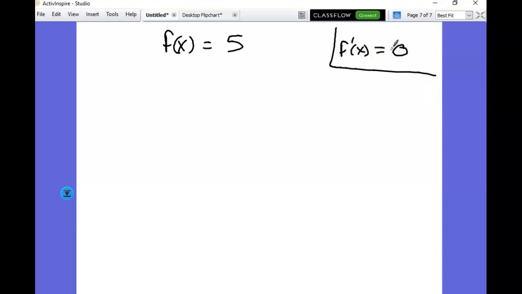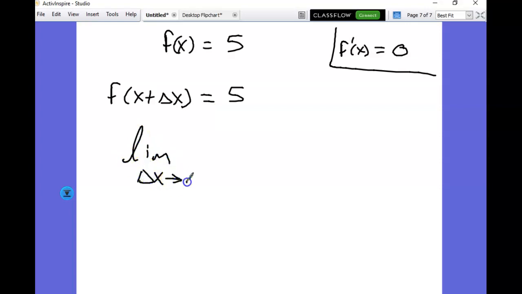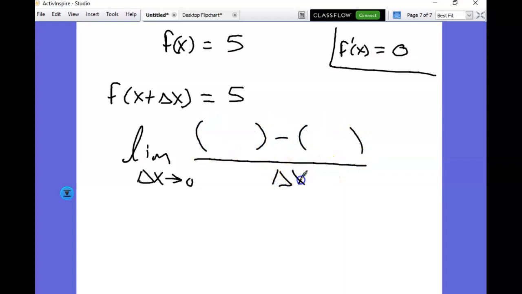It's just going to be 0, okay? So let's keep that in mind. But the first thing that we want to do is we want to find out what is f of x plus delta x, right? So what is f of x plus delta x? It's 5. It doesn't change. There's nowhere to plug this stuff into. So f of x plus delta x is still just 5. So therefore, whenever you do your limit definition of a derivative, what's your y2? y1? And we end up with this.